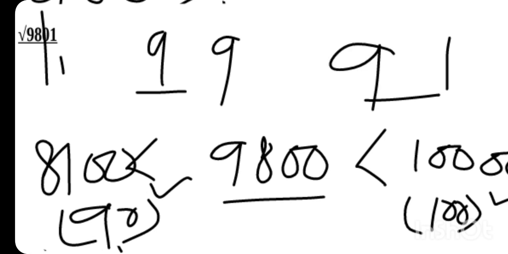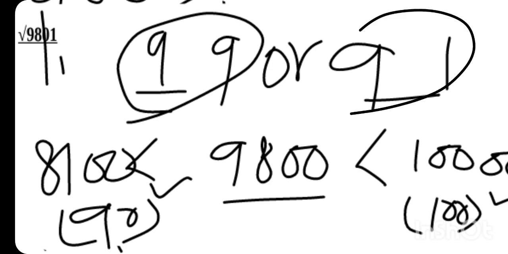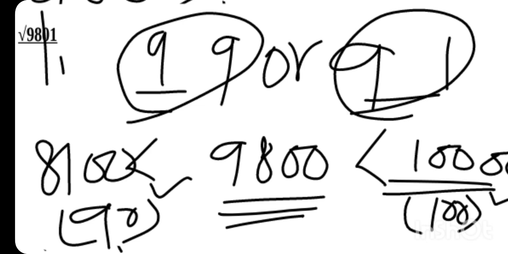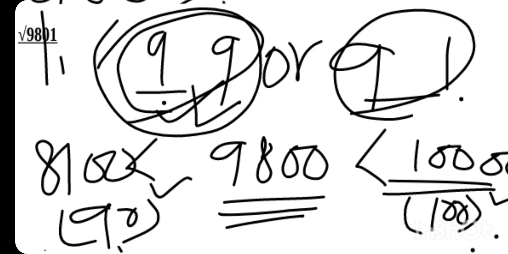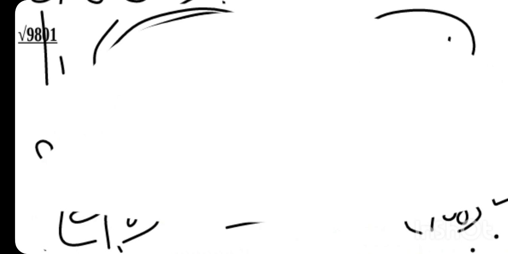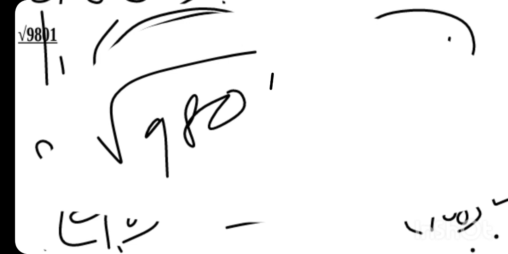Now we have to find which will be the answer. Is it 99 or 91? Okay. Let's find which is closer to the number 9800. Obviously it's 10,000. That means 10,000 is the square of 100. Now find which number between 99 and 91 is closer to 100. Yes, it's 99. Then our answer will be 99. Okay. So we get our answer that the square root of 9801 is equal to 99. Okay.